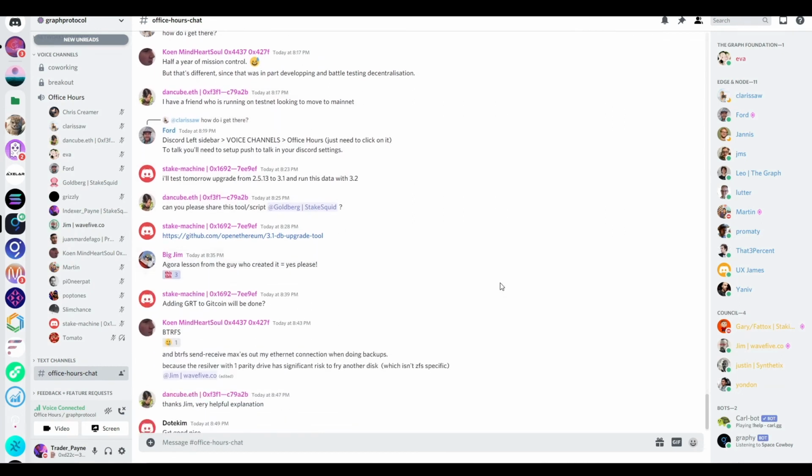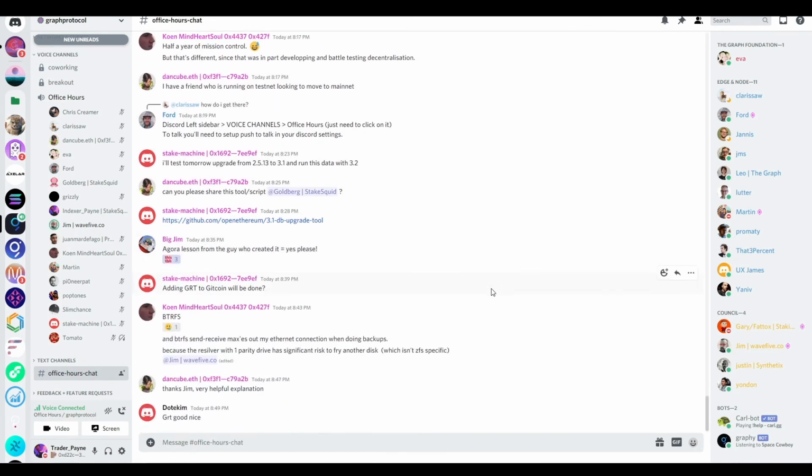Adding GRT to Gitcoin will be done. When will GRT be added to Gitcoin? Is there an assumption that it will be added? Does anybody know much about GRT, Gitcoin, if there's anything going on in that space? Okay, nothing to talk about for now.